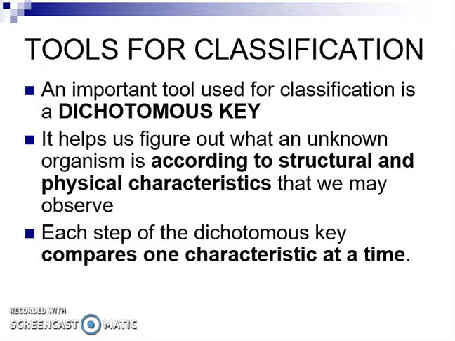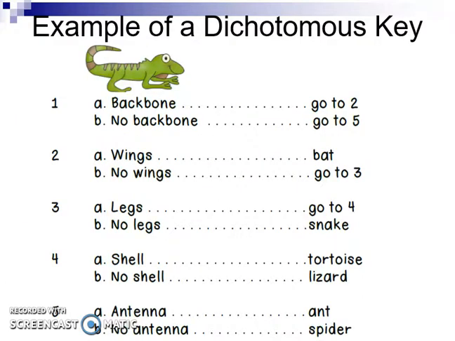Now, why is this important? Scientists use this all the time. In real life science, we use a dichotomous key. Di meaning two, cotomous key. It's simple questioning of just yes or no. It helps us figure out what an unknown organism is according to structural and physical characteristics, and each step of the dichotomous key only compares one characteristic at a time. Very simple. We're going to go over an example right now.